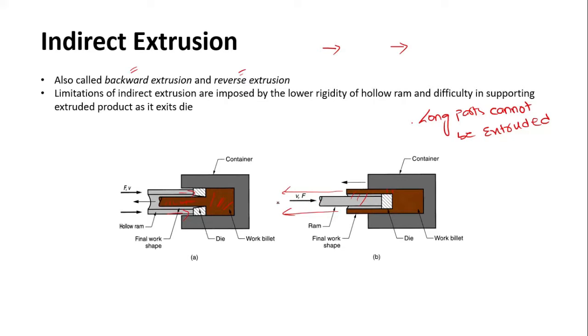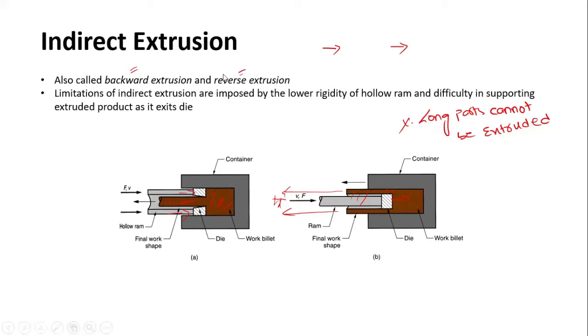Obviously the ram will be attached to some mechanism here. Once the part length has reached here, we will have difficulty in further squeezing or compressing the work material within the container. That is why long sections cannot be extruded in the case of indirect extrusion, while they can be easily extruded in the case of direct extrusion.